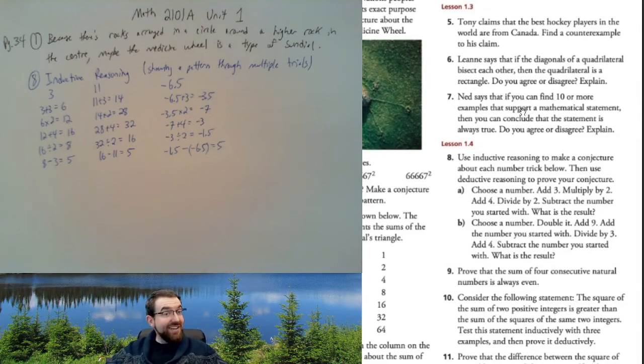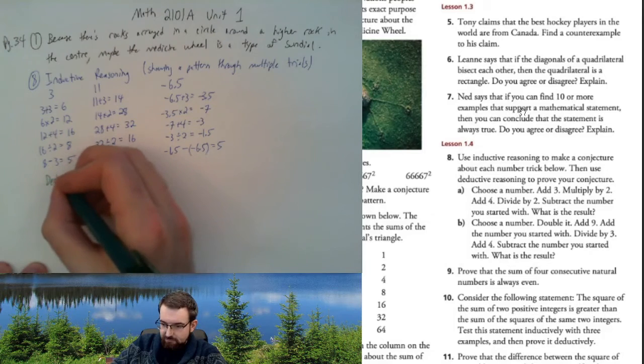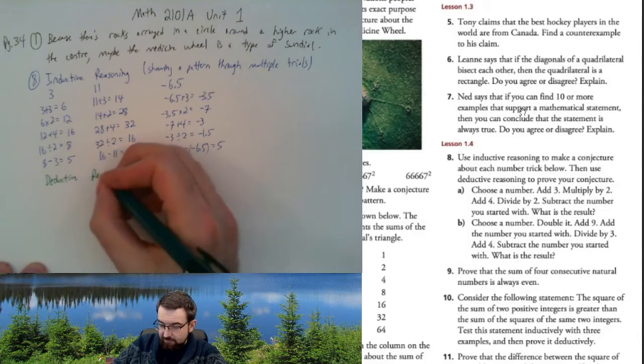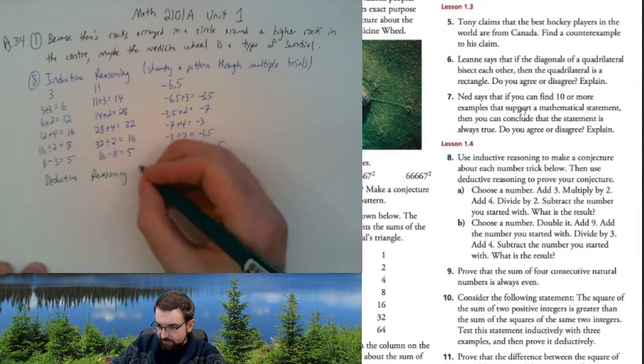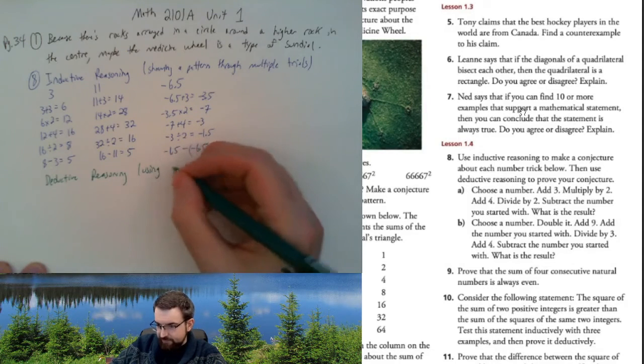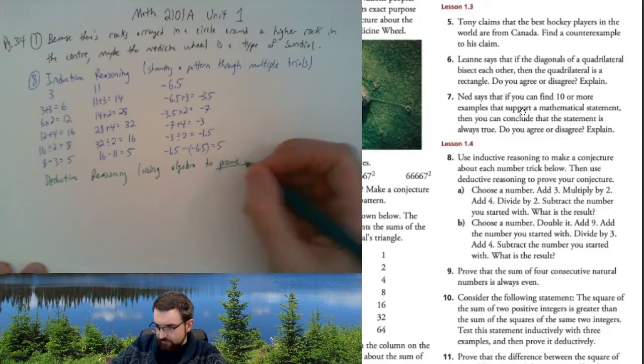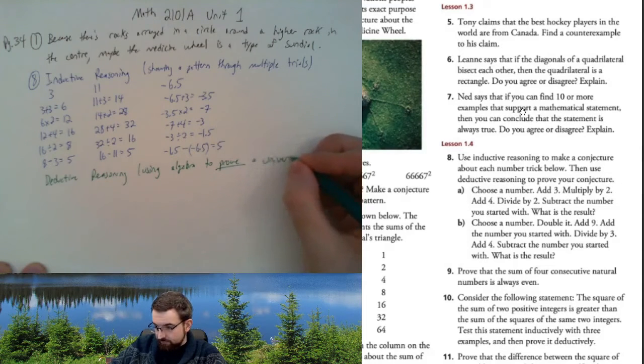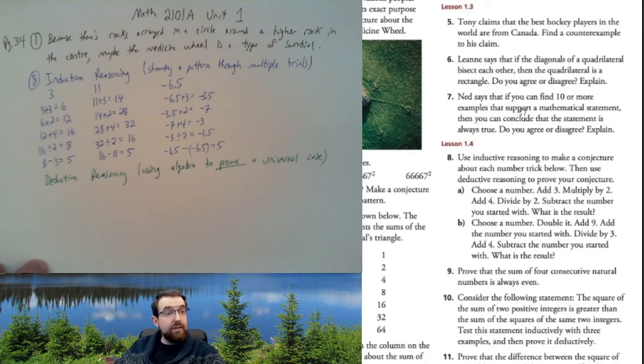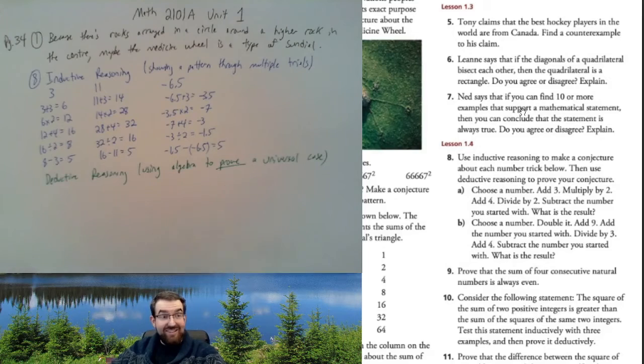I'll tell you what it is. It's this last step where we're subtracting the same number that we put in. Right? But anyway, then if I go on into deductive reasoning, using algebra to prove a universal case, well, like I said, this is the exact kind of question that you're going to see on a test or something like that, right?